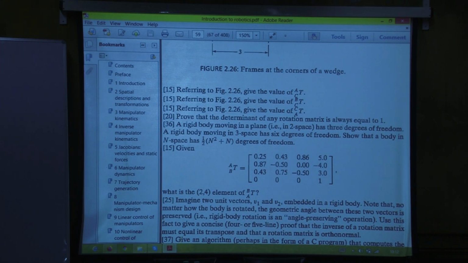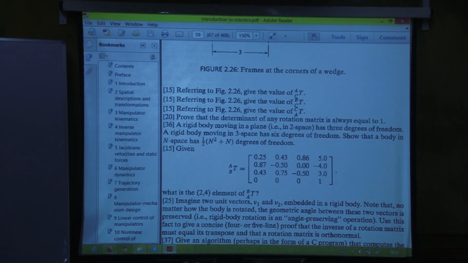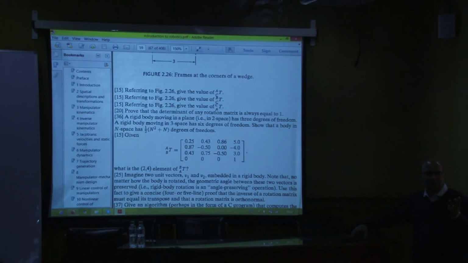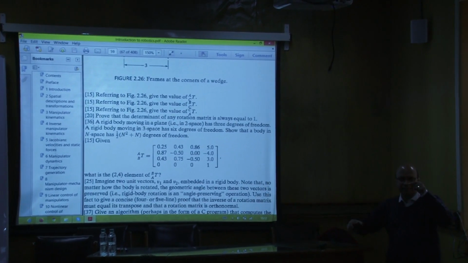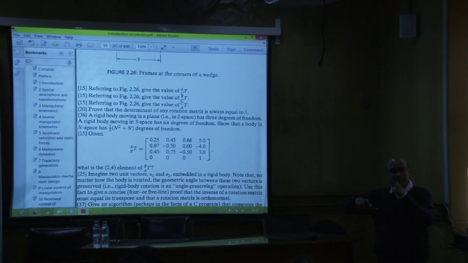What are the 6 degrees of freedom? You have x, y, and z, and there are 3 rotations, one about each axis. So it's 6. In 4D space, how many degrees of freedom will it have? 1D is only one dimension, so it can have only length, so it has only one. In 2D space, you have x, y, and one rotation, so 3. In 3D space, it has x, y, z, so 3 translations and 3 rotations, 6.